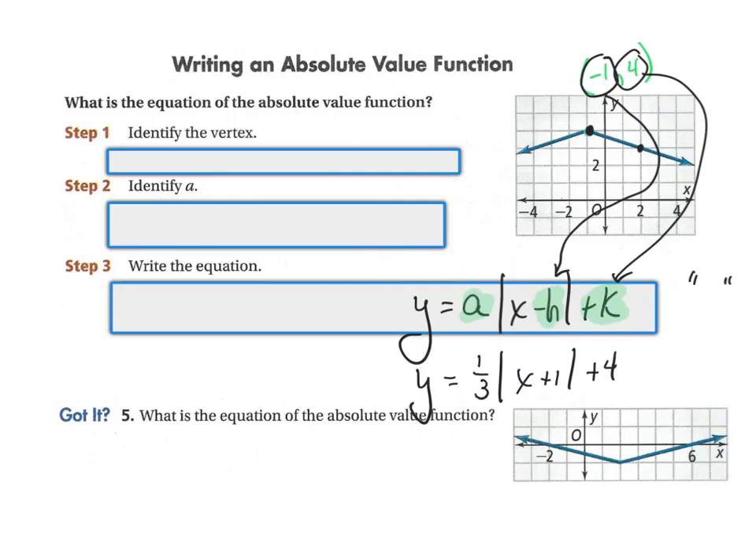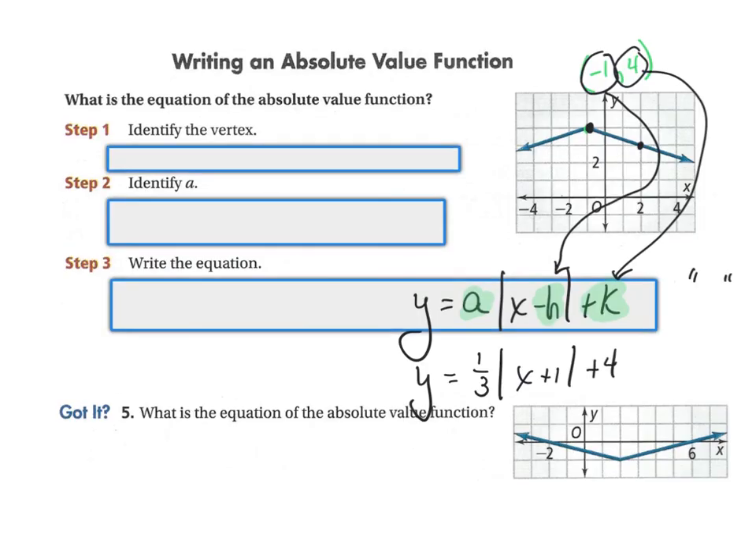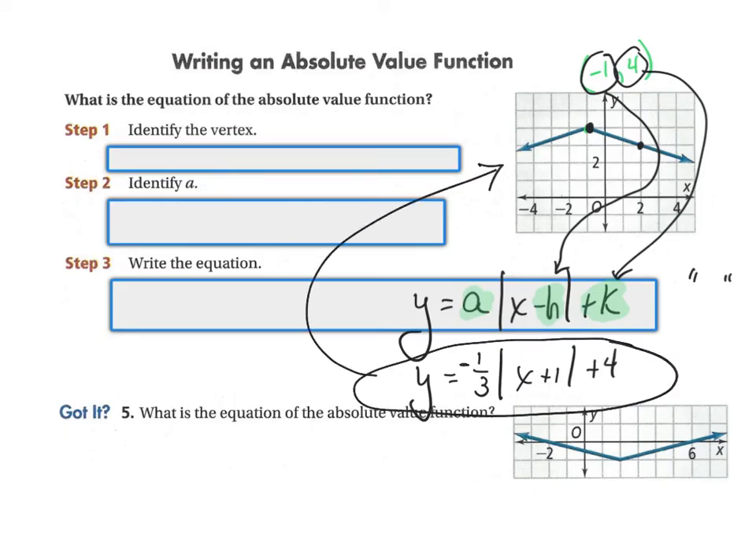Right now I wrote it down as a +1/3, but I need to take a step back and look at the graph overall as a whole to see if it's a positive graph or a negative graph. Well, that is opening down, right? The V opens down, so our last bit is to put a little negative right there in front of it, and this would be the equation for that function. And that's it.